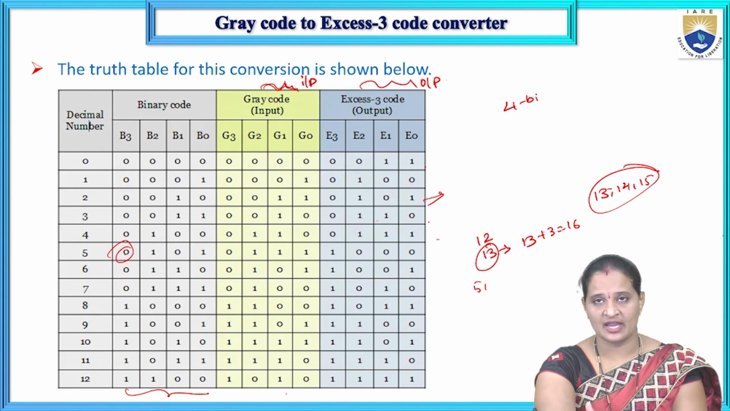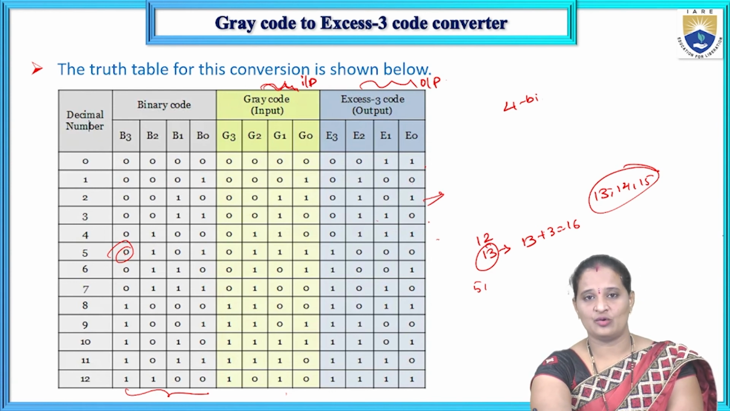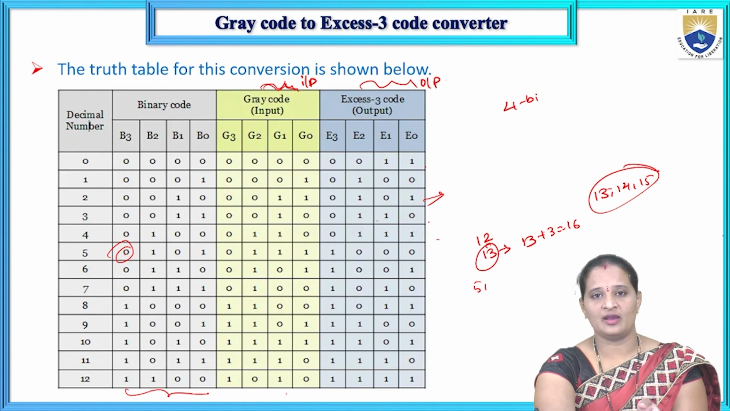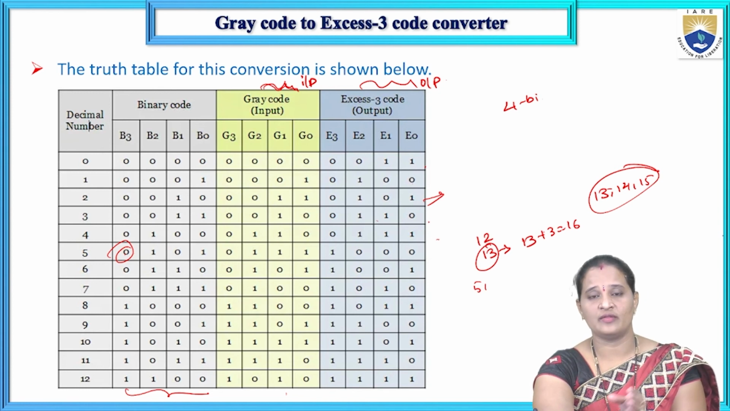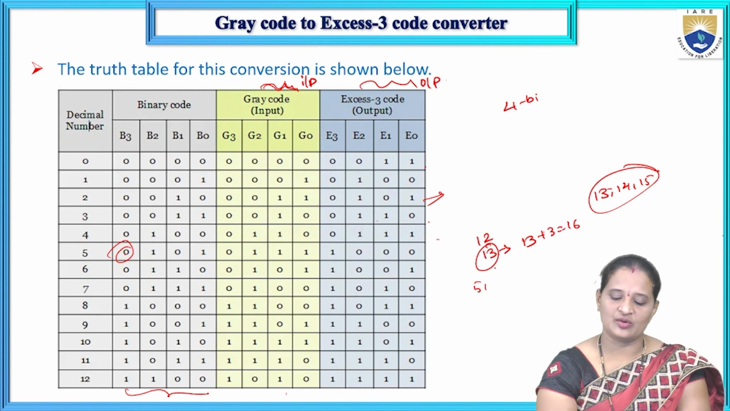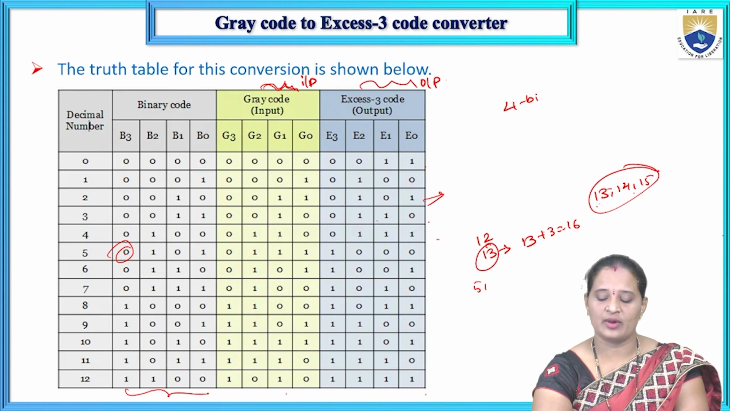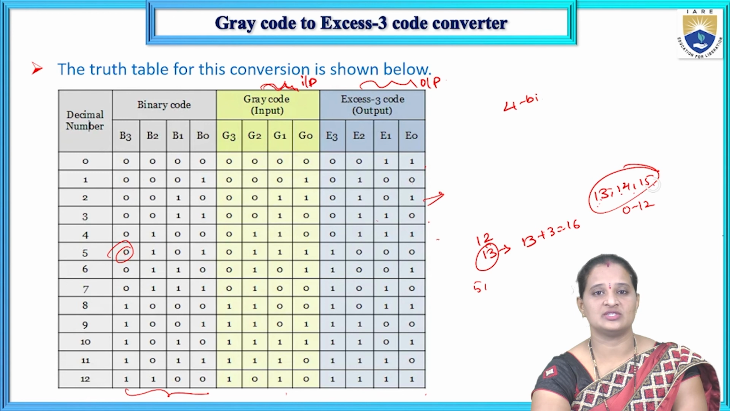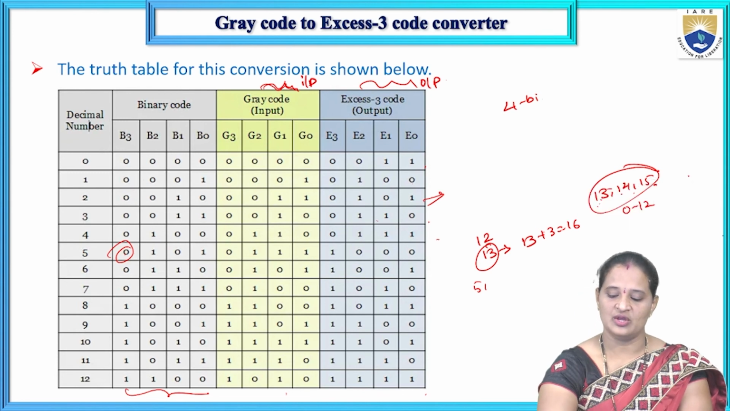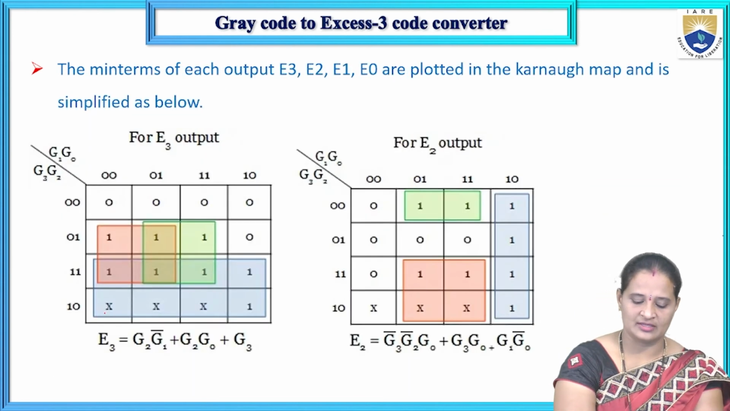Unspecified because we are designing gray code to Xs3 code. As I told you, in an Xs3 code and gray code, the number of bits must be equal. So that is why I am considering only 4-bit Xs3 code. In that case, I have to consider only 0 to 12, whereas 13, 14, 15 can be considered as unspecified conditions. So that is why I have marked that 13, sorry.